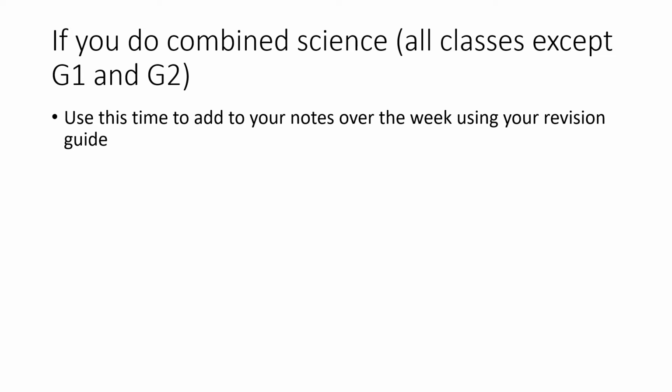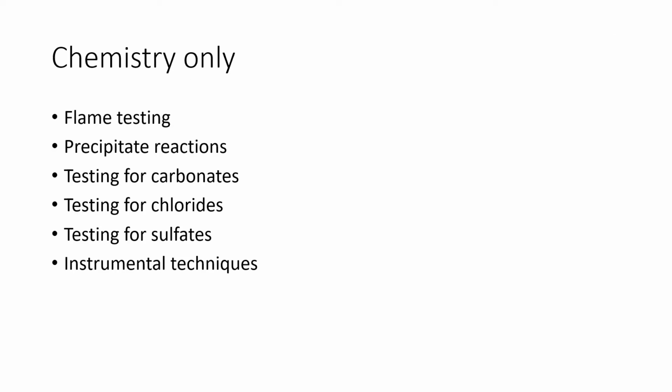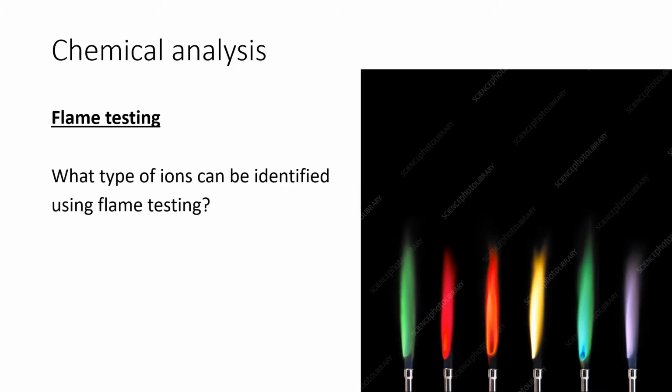If you're in G1 and G2, we're going to continue where you need to know about ion testing as well. So if you are doing the separate sciences, then we need to know these tests. So we need to know about flame testing, we need to know about precipitate reactions, we need to know how to test for carbonates, chlorides and sulfates, and we also need to know an instrumental technique and the advantages of instrumental techniques. So we're going to start off with flame testing.